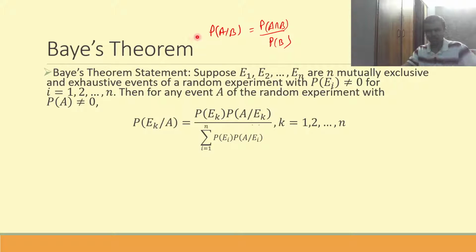But in general, I'll keep it simple. P of A by B is P of A intersection B by P of B. This is something you can remember. This is from conditional probability. Fine. Now one more thing we can analyze here. If you send P of B here, what you'll get is P of B into P of A given B, or P of A by B, is nothing but P of A intersection B. So P of A intersection B is nothing but P of B into P of A by B. I just sent P of B over here.